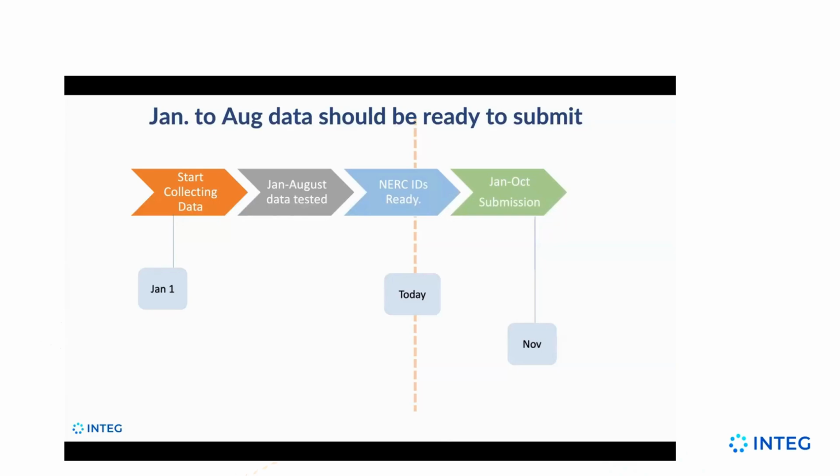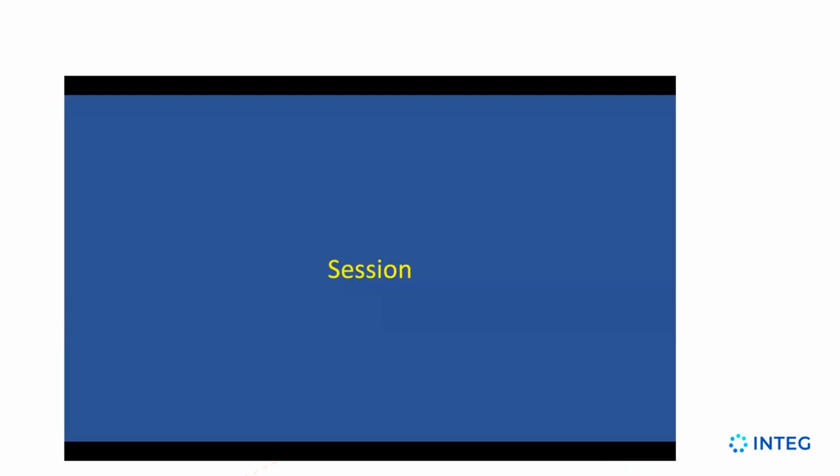So on the client side, you should have started collecting data, and really for January to August, you should have that data tested and ready. You should have all your NERC IDs ready for all your units. So by November, you can submit January to, actually that should be September. I apologize. It should be January to September data. You should be able to submit in November. So it'll be the first 3 quarters that you should be submitting.